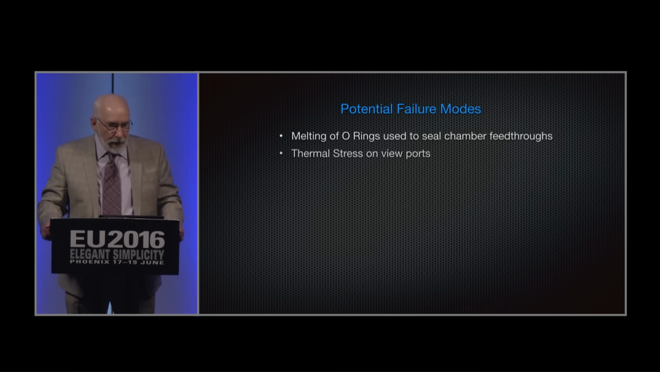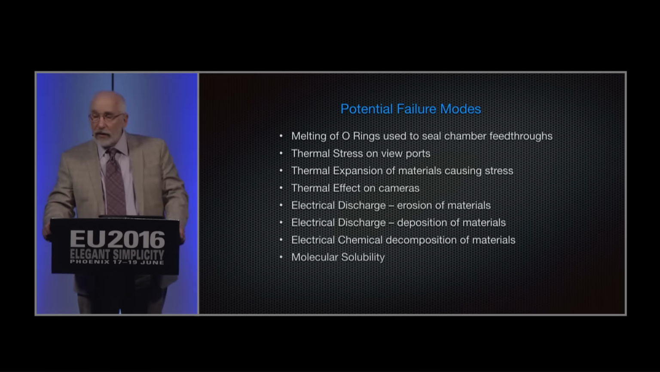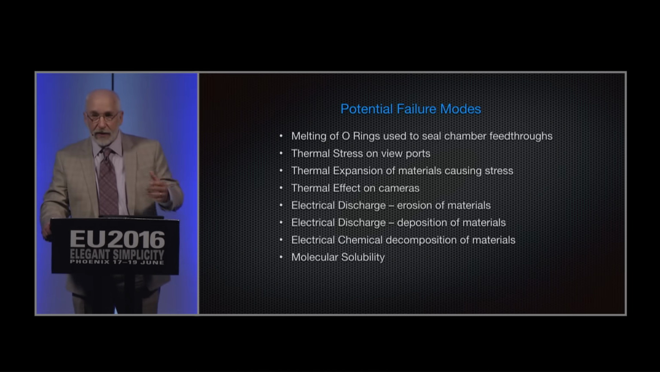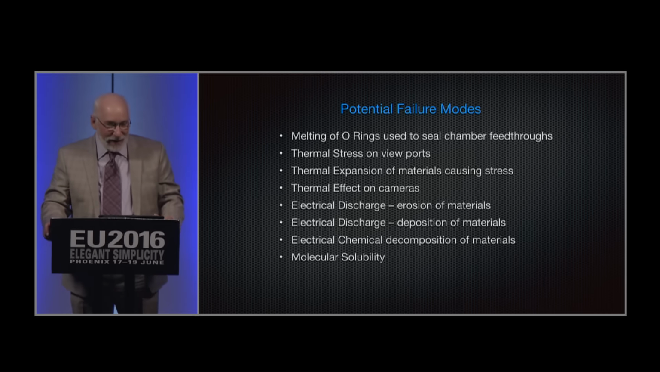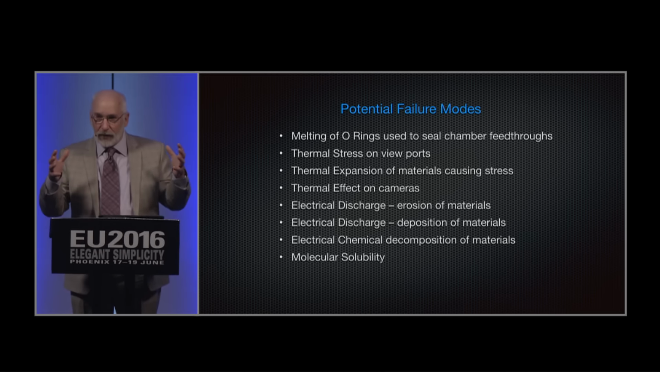So in engineering, we had to take a look at what we call potential failure modes. The melting of O-rings, is it going to get too hot? Thermal stresses on viewports, thermal expansion of materials causing stress, thermal effect on cameras, electrical discharge, erosion of materials, deposition of materials. When you have an ionizing plasma, we watch things get vaporized. And when we say vaporized, this happens in seconds. So you can have something that's metal and it's no longer there. So you've got to be careful about how much energy is in this chamber, and you've got to have good control over it.